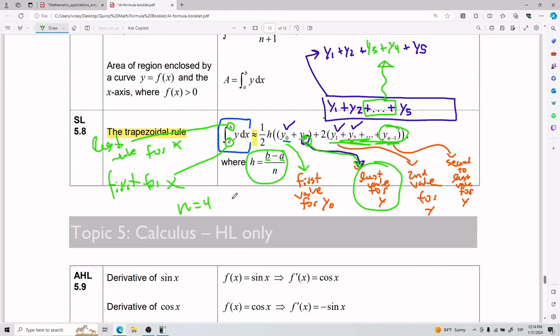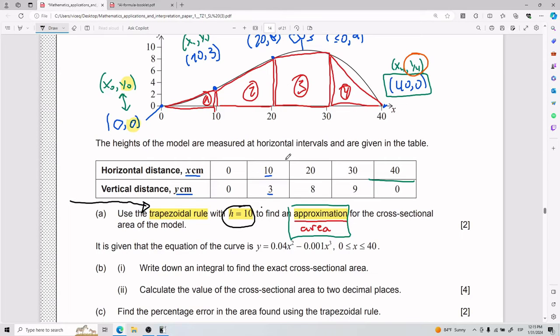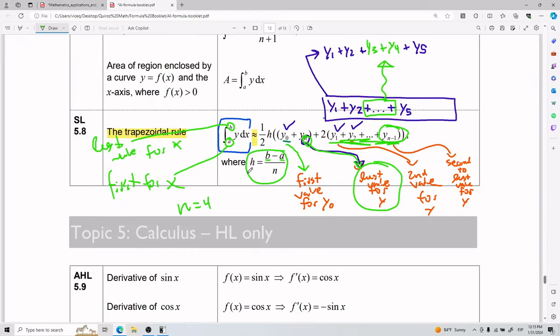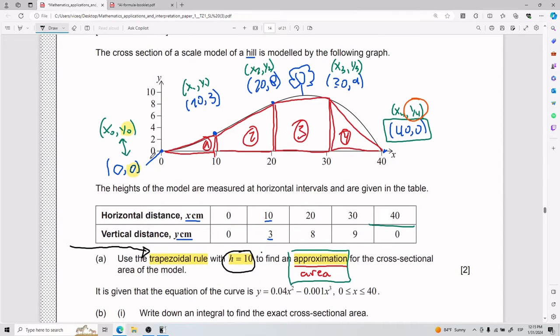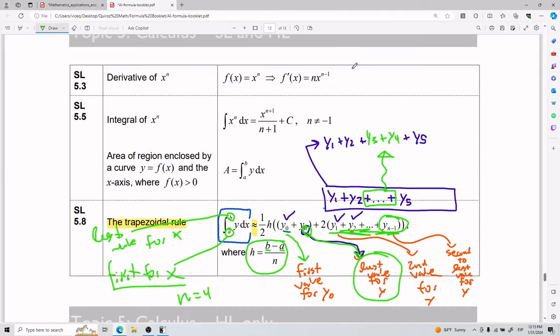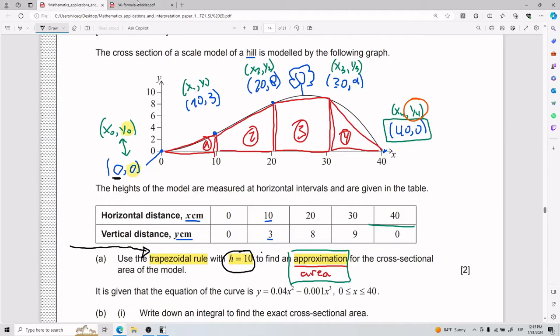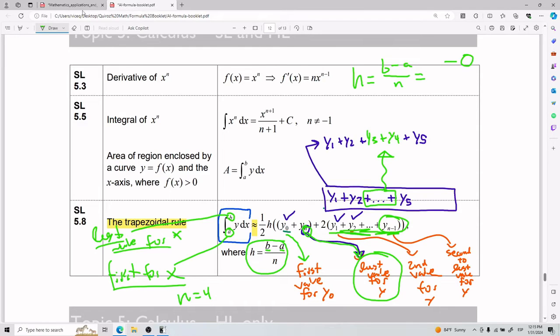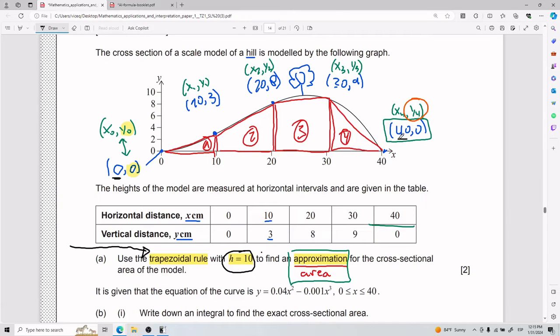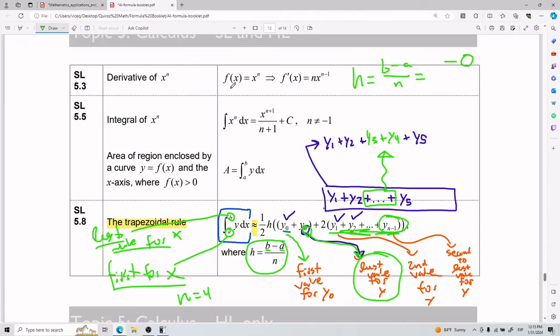Well, yeah, actually, here they give us h, see? But you can actually find h with what I just told you. So my first value for x is 0, see? So that means in this formula, h equals b minus a divided by n, I already have that the a is 0. See? I said that the b is the last value for x, so that means the last value for x is this guy here, right? 40. So I'm going to have 40.